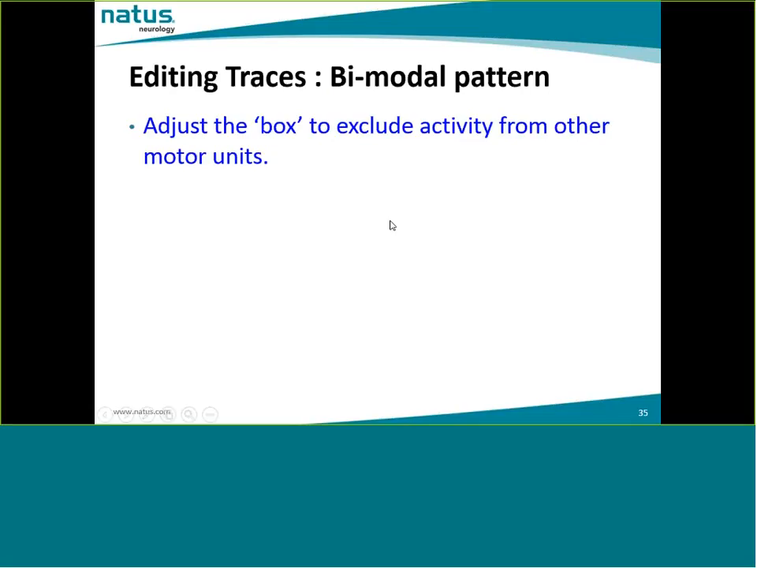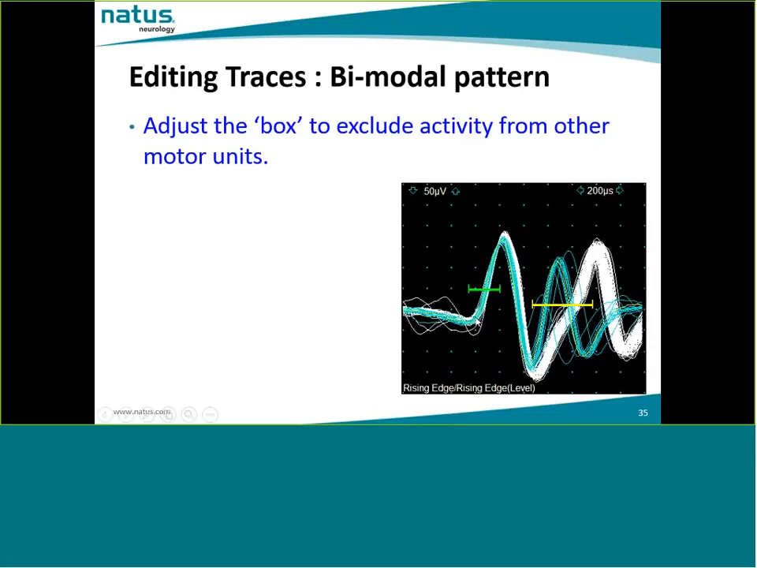Now, if we have discharges from two motor units and both of them have an action potential pair, we get the so-called bimodal pattern. So here is the signal. Here is the triggering potential, which is remarkably similar for the two motor units. Here are discharges from motor unit 1 shown in blue color and discharges from motor unit 2 in white color. This is our start window. This is our stop window.